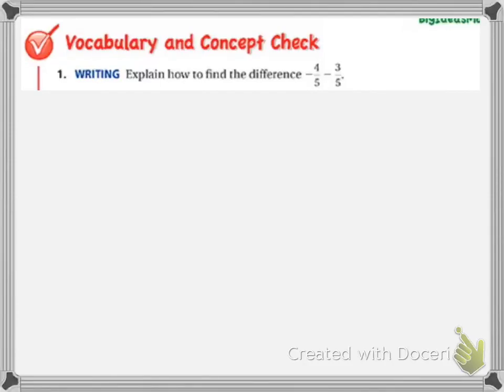Okay, question number 1 tells us to explain how to find the difference between -4/5 and 3/5. This is a subtraction problem. So I think the best way to do this is to just work through the problem, and then on the side we'll write our explanation. So the first thing I want to do is change my subtraction problem to an addition problem.